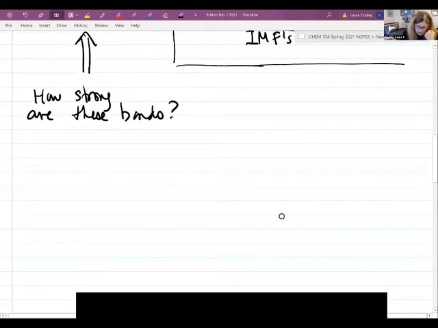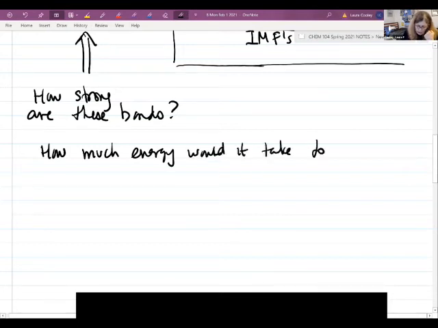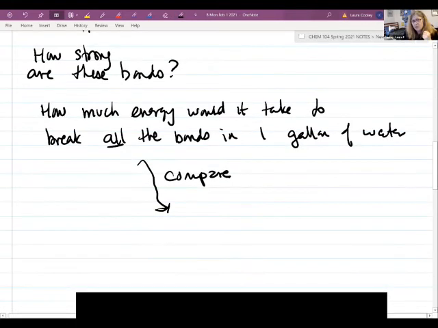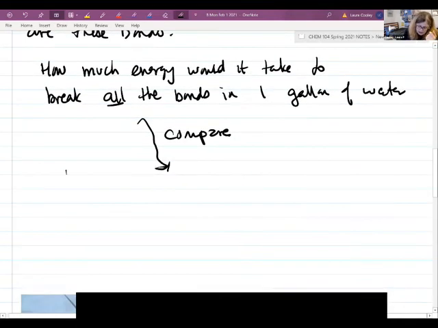I basically want us to figure out how much energy it would take to break all the bonds in 1 gallon of water. And I want to compare this to the energy generated by one of those giant turbines.